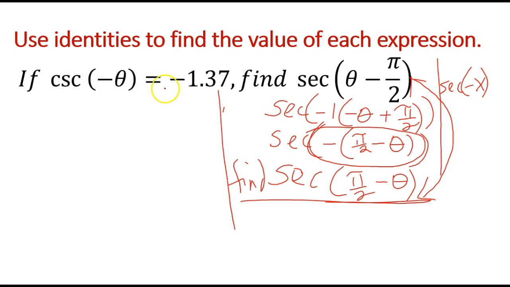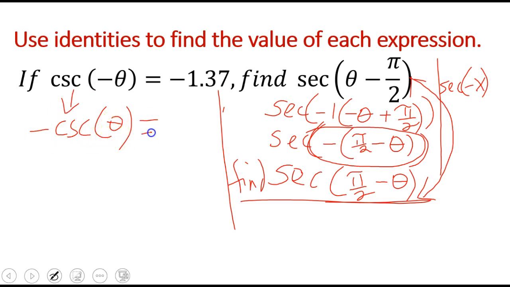Then we come to the left part. We start from what is given and keep working with it until it looks like this one. Again, we have cosecant of negative theta. Well, cosecant is an odd function. So cosecant of negative theta will give negative cosecant theta. We keep the right side as it is.